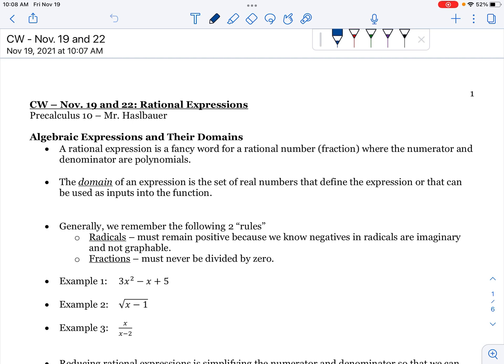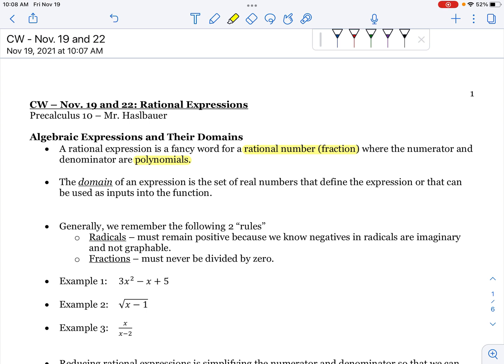Okay, gentlemen, we're going to be looking at rational expressions today. Rational expressions are, as we list right here, a fancy word for just a rational number, right? Like fractions, except instead of the numerator and denominator being numbers, they're actually polynomials. So like the stuff we've been spending a lot of time on with factoring.